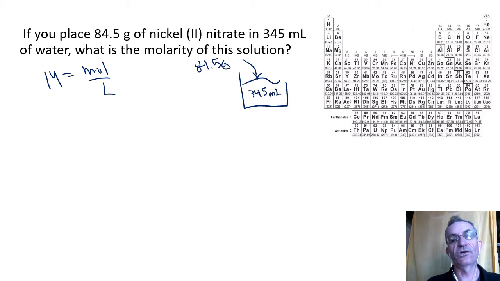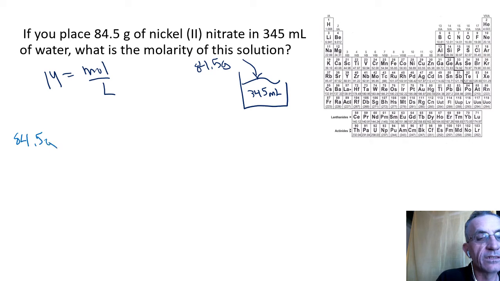All right, so that means we need to know the volume of water in liters. Well, we can do that. We've got milliliters. We've got to go to liters. And then we're also going to have to know the amount of nickel 2 nitrate, not in grams, but in moles. So to do that, we're going to have to go from grams to moles. We're going to have to bust out our periodic table again, aren't we? 84 grams. How many moles is that?